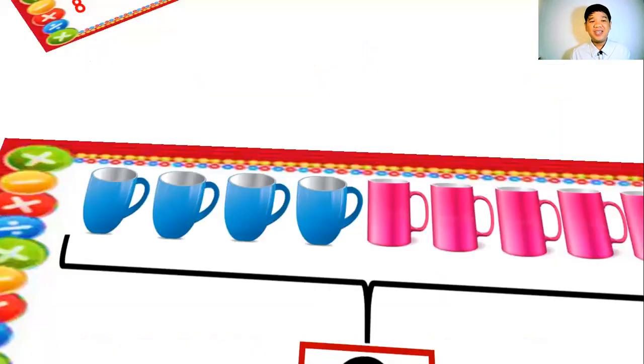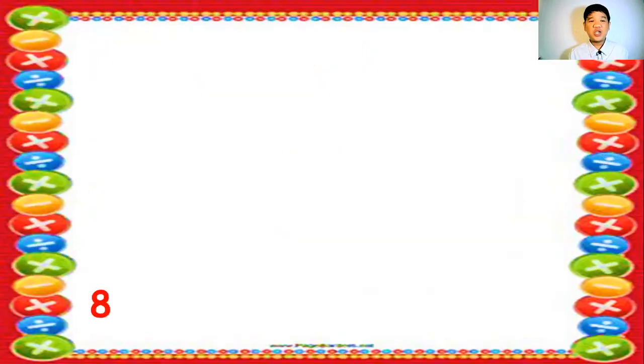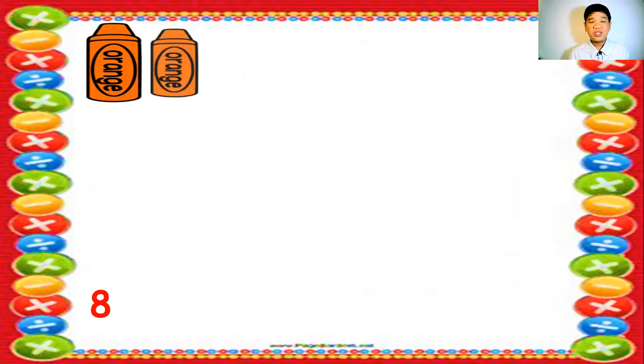Okay, now this time, let us check here. Our example here is about the colors of the crayons. Let us check the number. Let us check the color of the crayons. First, we have the orange. Let us count the number of the orange crayons.